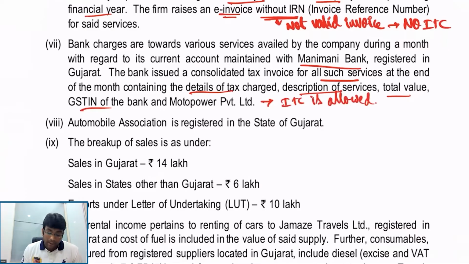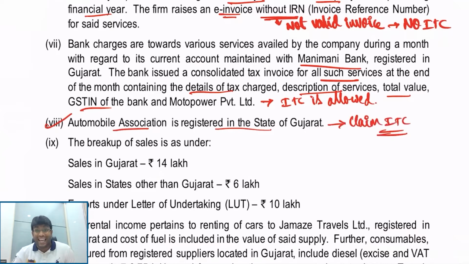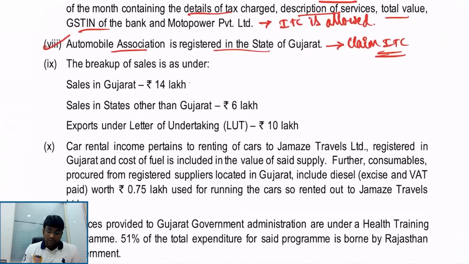Correct, my dear friends? Automobile Association registered in the state of Gujarat. Then claim ITC. No problem. ITC is not allowed only for a membership of a club, health and fitness center. This is not a club as such. So definitely credit will be allowed. Breakup of sales. Gujarat 14 lakh. Other than Gujarat 6 lakhs. Export under LUT. Then no GST.